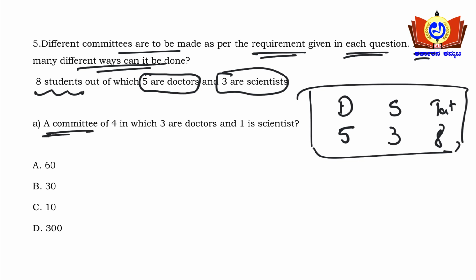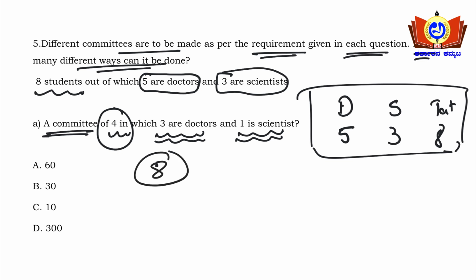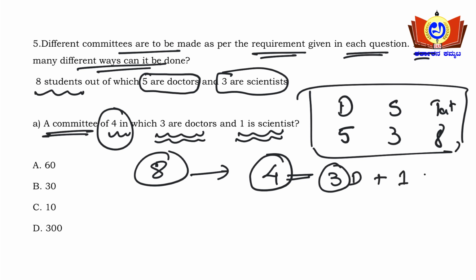The first condition is a committee of 4 in which 3 are doctors and 1 is a scientist. A committee of 4 needs to be formed in which 3 are doctors and 1 is a scientist. Totally, how many students are there? 8 students are there. From those 8 students we need to form a committee of 4 people. In those 4 people, 3 need to be doctors and 1 needs to be a scientist. This is the condition here, right?